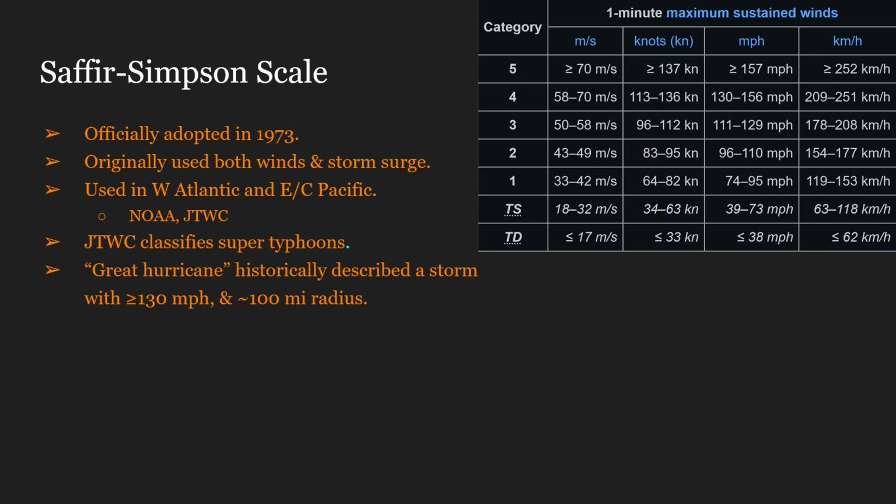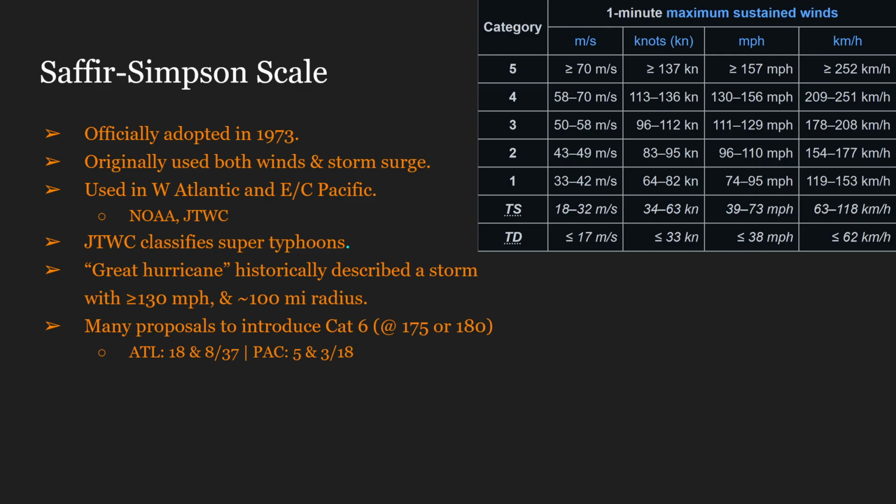And the term Great Hurricane, as you've probably read already, historically describes a tropical system with winds greater than or equal to around 130 miles per hour and a general radius of around 100 miles, which would be around 160 kilometers. So that's around Category 4 strength and above, and again, just not used anymore because we have names for storms.